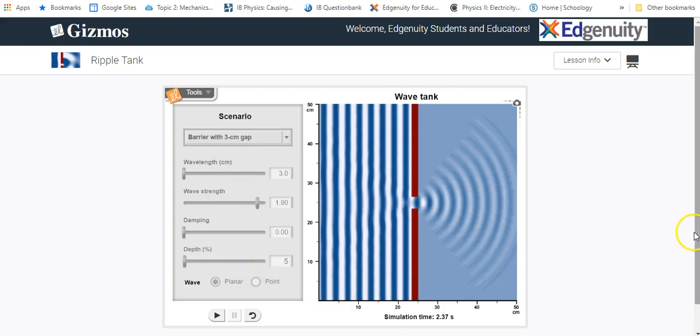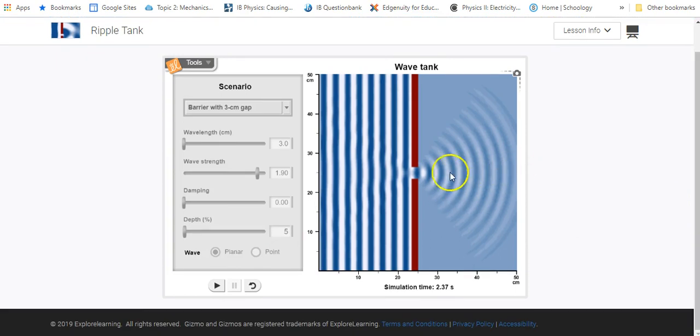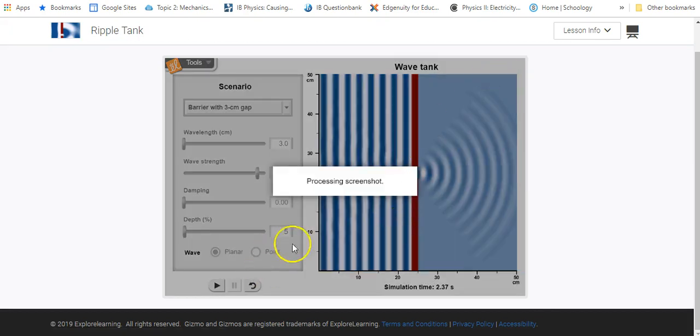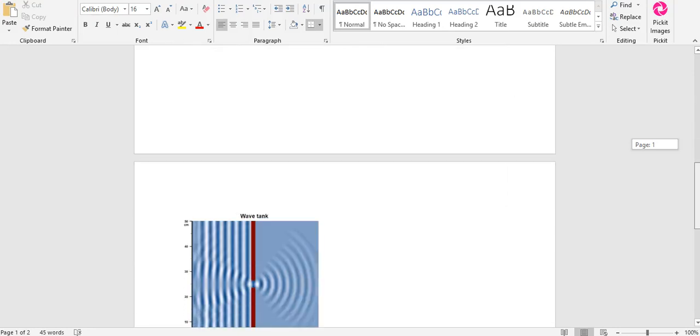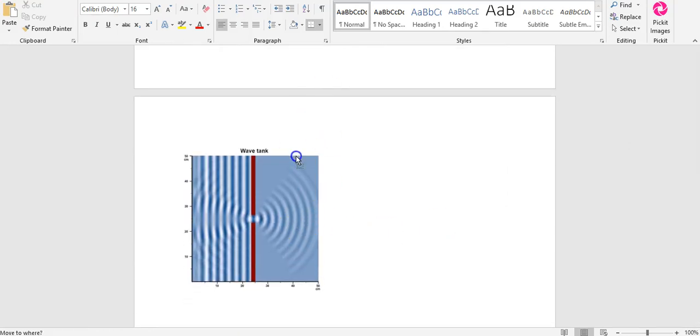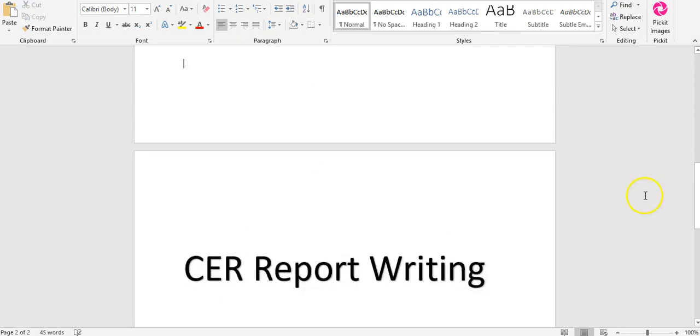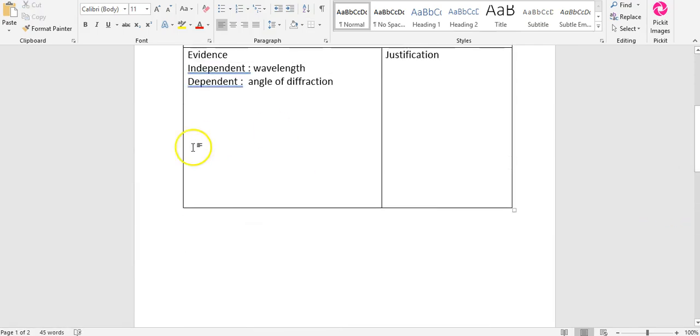Then you run the simulation, and after you run it, you can stop the simulation once the first wave reaches this edge. You notice that this is the angle at which the wave has spread out or bent from its original path, the original path being horizontal, left to right. So what you can do is take a screenshot of this, and then go back and copy it into this document as your evidence, which I have here. So I'm going to just move this into the evidence section.